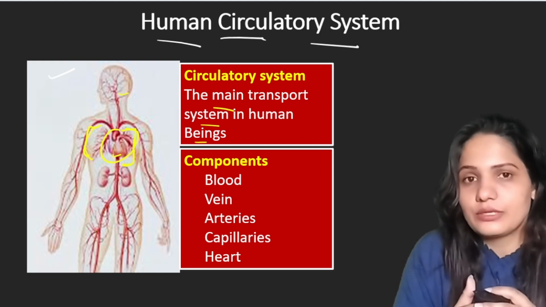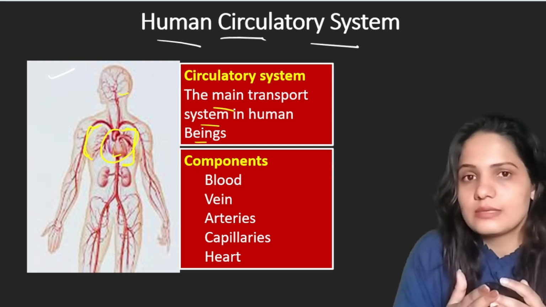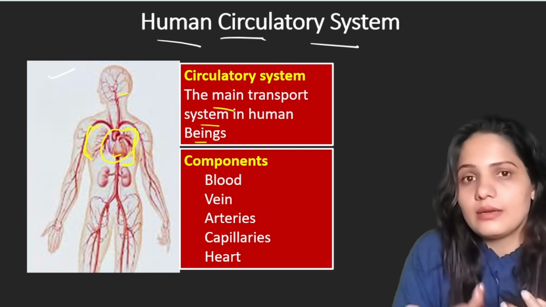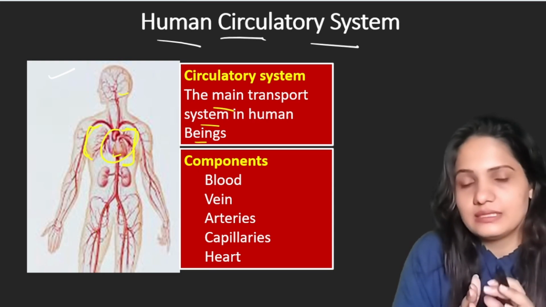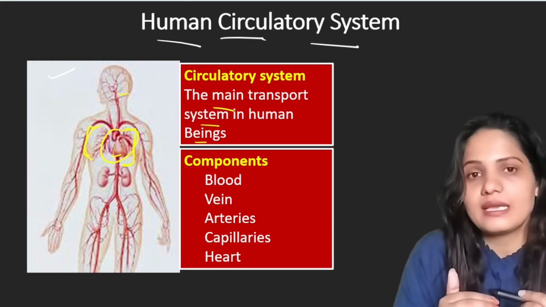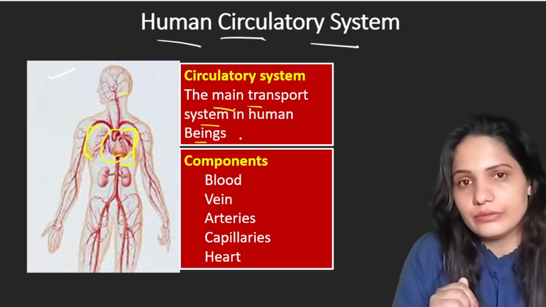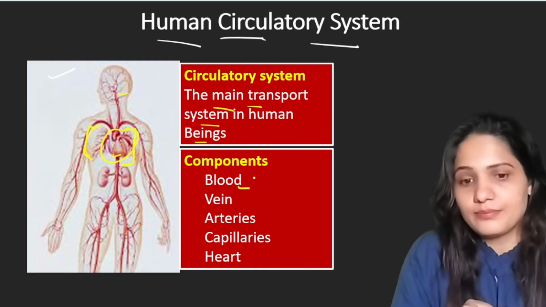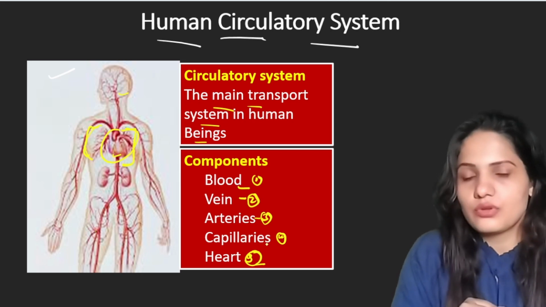So we need the circulatory system for the transport of various substances, including simpler substances, nutrients, various gases like CO2 and O2, and nitrogen waste. For the transport of these materials, we need a transport system, and that transport system in human beings is the circulatory system. Circulatory system is the main transport system in human beings. We have components of the circulatory system. Circulatory system is made up of blood, veins, arteries, capillaries, and heart. These are the components of the circulatory system.